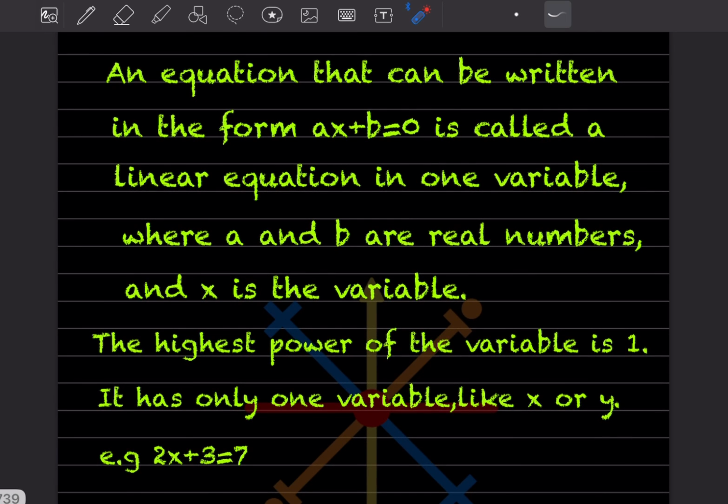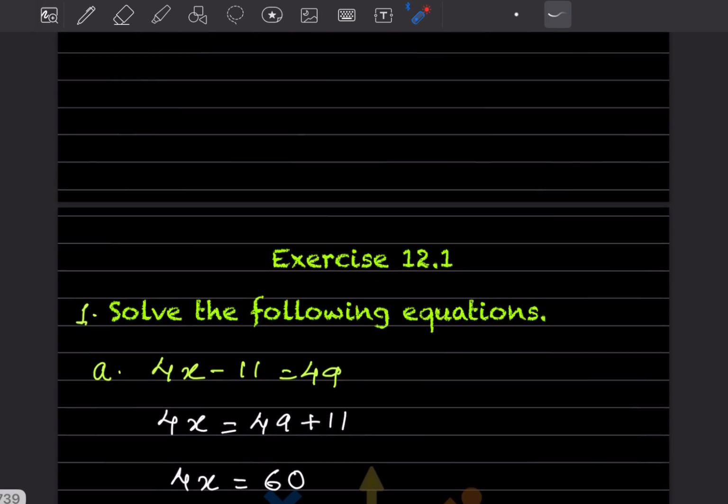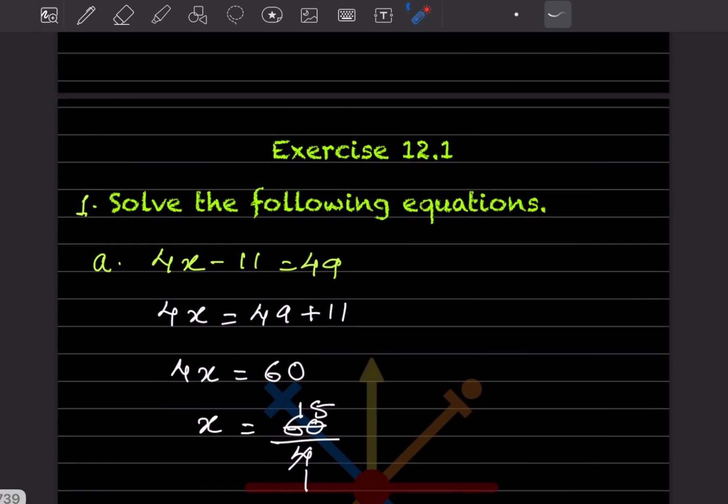If we write this as 2x plus 4 is equal to 0, you can see this is the variable over here. x to the power 1 is going to be x. In a linear equation, the highest power of the variable is always going to be 1. So it has only one variable, it can be either x or y. For example, 2x plus 3 is equal to 7. When you do the exercise, that will be more clear. So now let us start with the exercise.